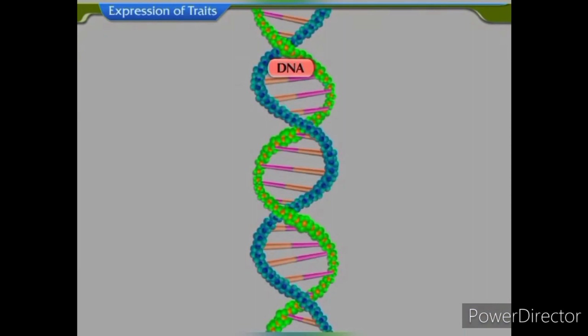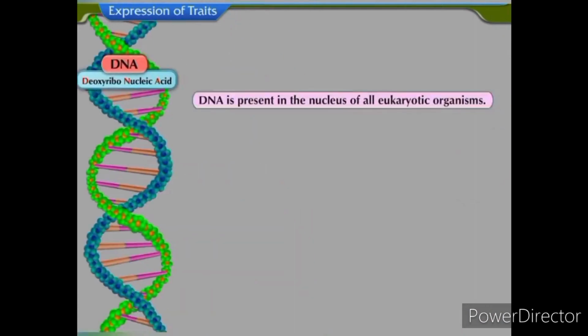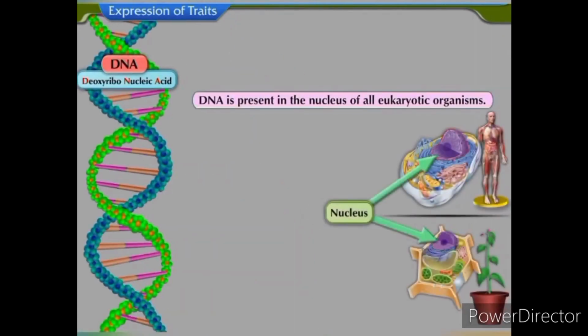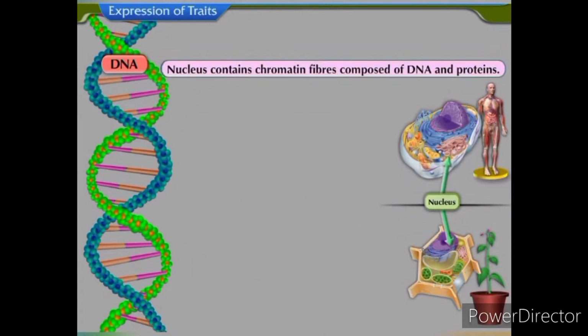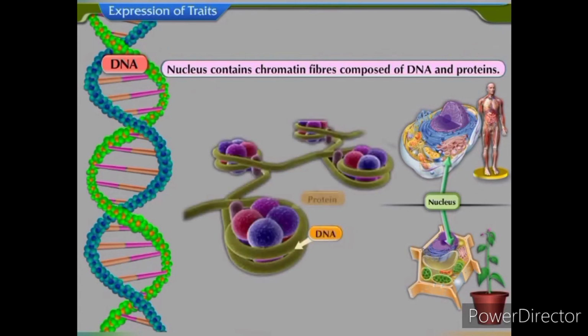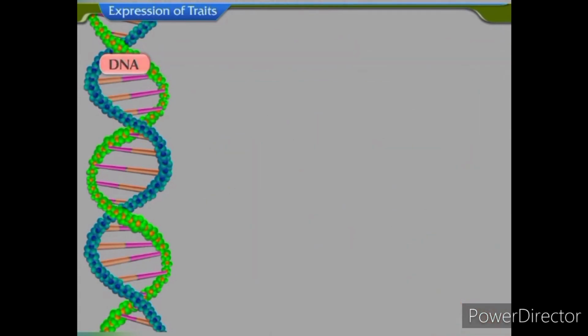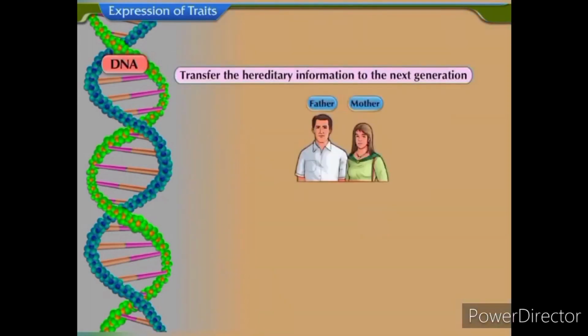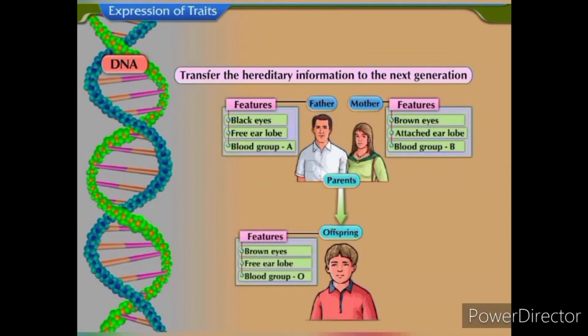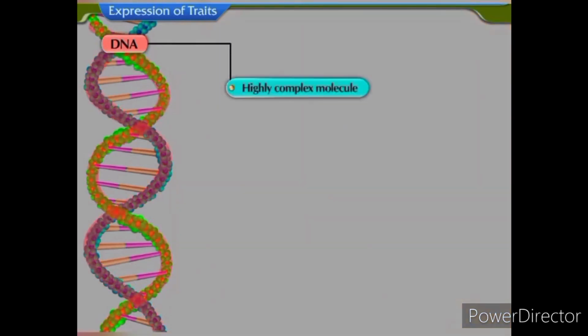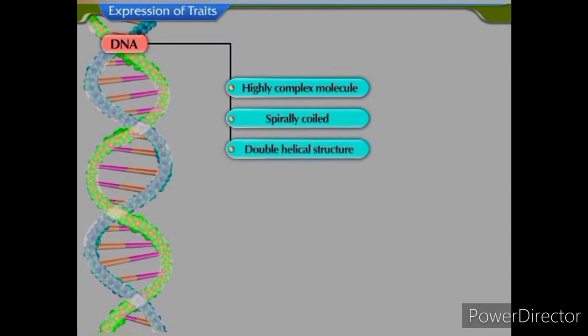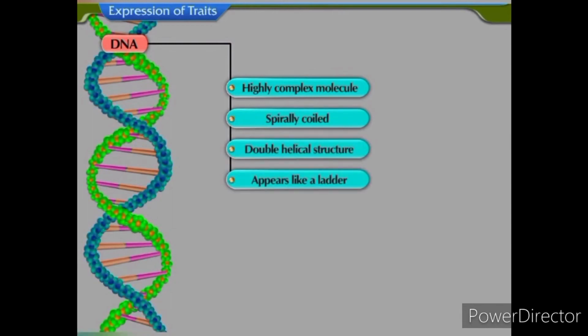You all are aware of DNA. DNA is an abbreviation for deoxyribonucleic acid, which is one of the nucleic acids present in the nucleus of all eukaryotic organisms. The nucleus contains chromatin fibers composed of DNA and proteins. DNA molecules transfer the hereditary information to the next generation. DNA is a highly complex molecule having spirally coiled double helical structure which appears like a ladder.